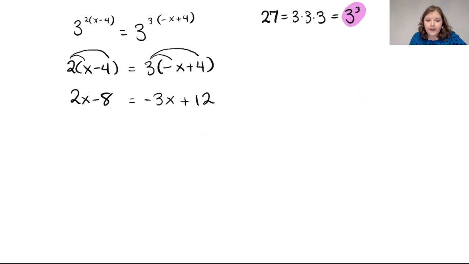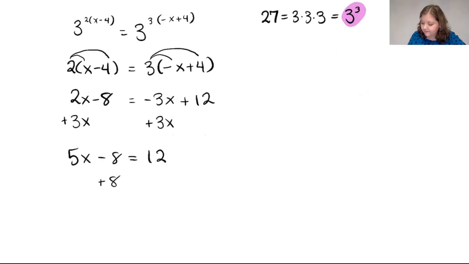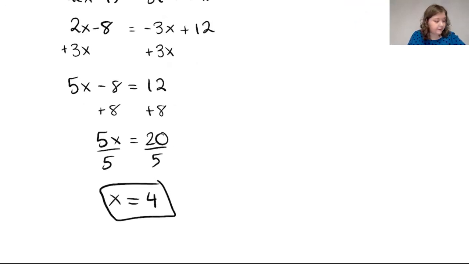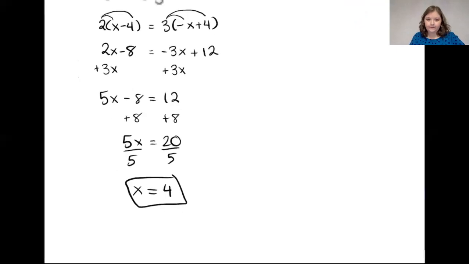So let's solve for x. We will add 3x to both sides. Get our terms with x's together, and we get 5x minus 8 equals 12. We'll get the constant terms on the other side by adding 8. We get 5x equals 20. And now we'll get x by itself by dividing by 5. And x equals 4 should be the final answer there.